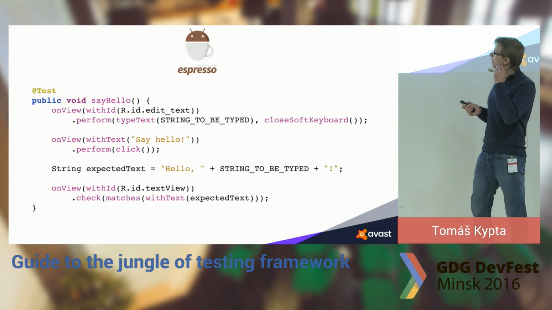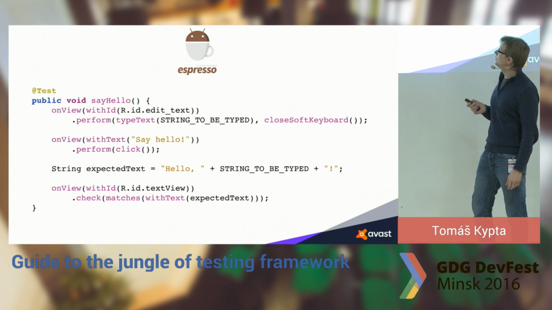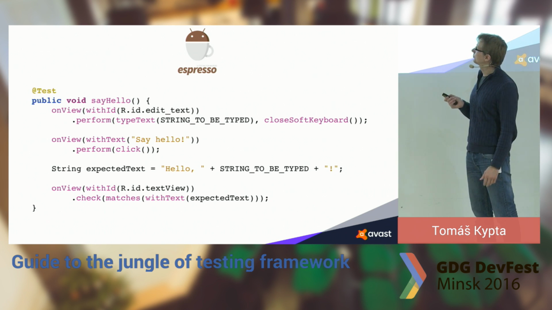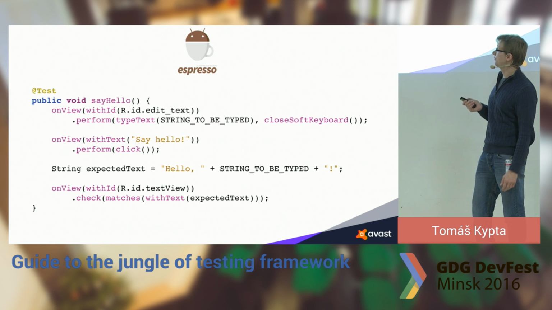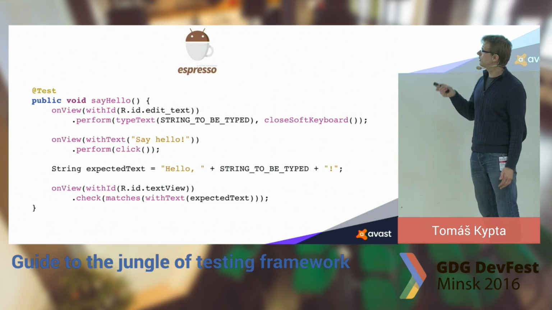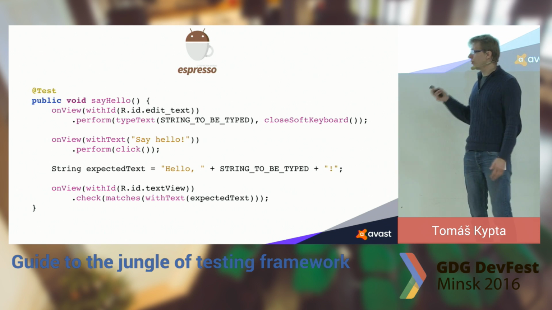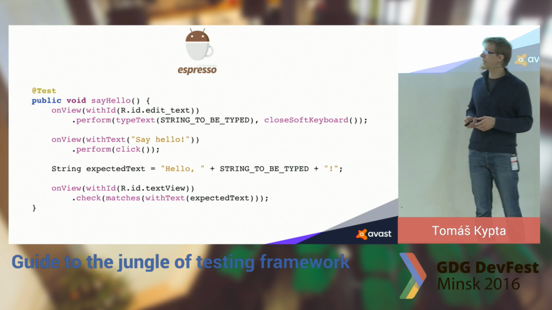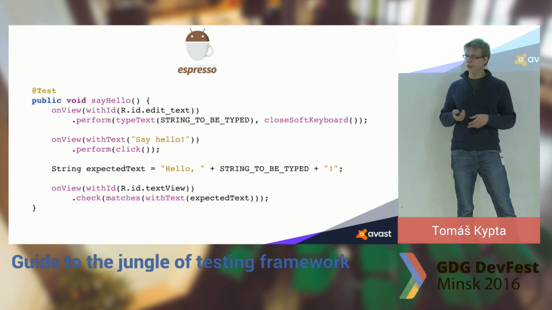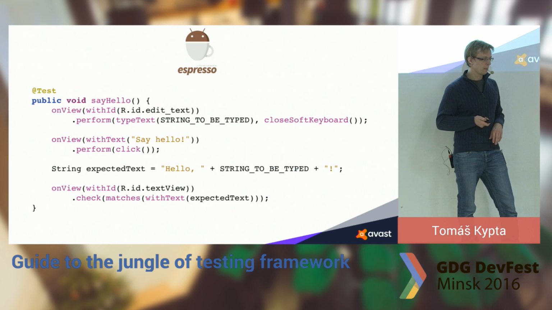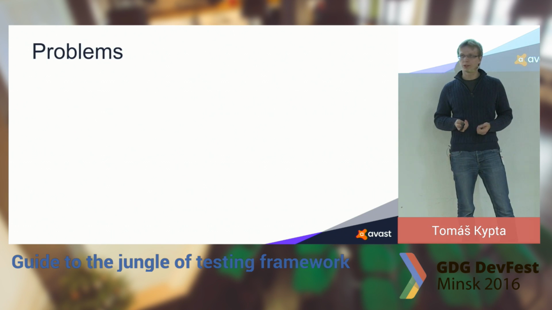You get your view with some ID. You, for example, type a text, close the keyboard, and then you find some other view with some specific text. You click on it, and then you check that, okay, somewhere else there's some result, something expected. So this is for testing your UI. Very useful. There might be some problems with it.